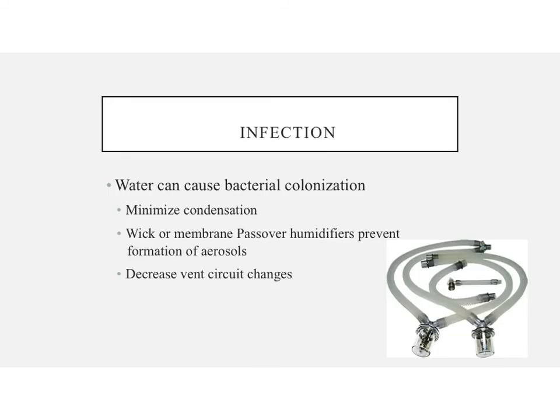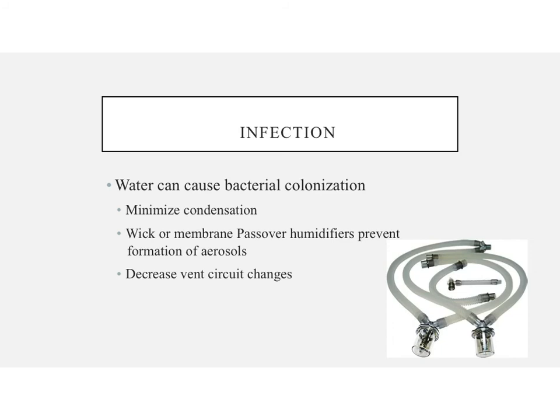Infection is another big problem that we can see with humidity therapy. So we want to try and minimize condensation. So remember, we can do that with heated circuit wires. And then, like this picture, we can add water traps. So these would be water traps in a circuit that need to be at the lowest point of a patient's circuit to prevent it from being fed back directly into their airways. So we can minimize condensation. We can also use a wick or membrane Passover humidifier to help that prevention of formation of aerosols.